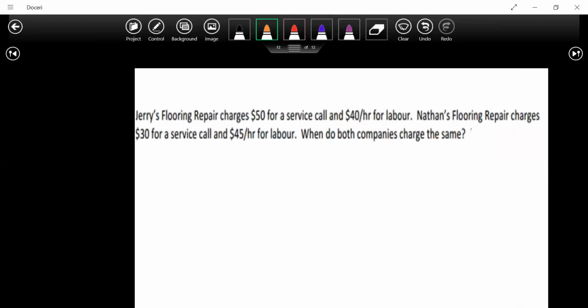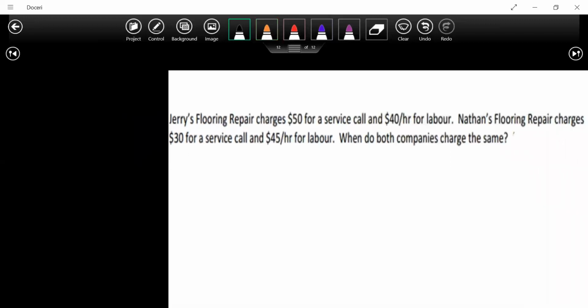So for these ones, I'm going to abbreviate them just so you guys can see my abbreviation. Jerry's flooring, so J is for Jerry. Their start and their change. How much did this cost for them to start out? $50 for a service call. How much after that per labor, per hour? 40. So we have our change right there.